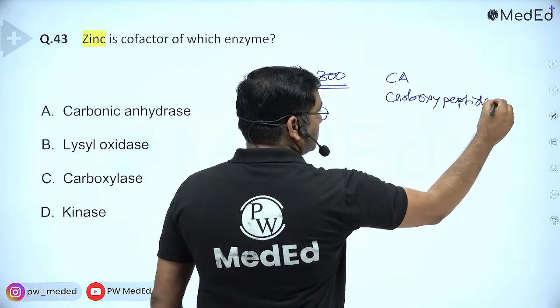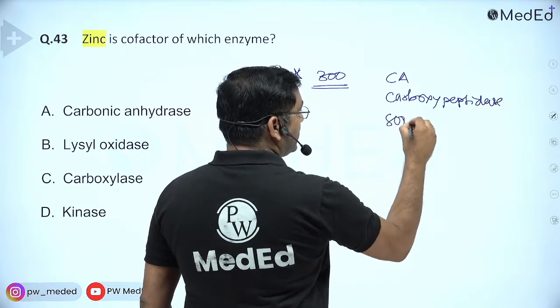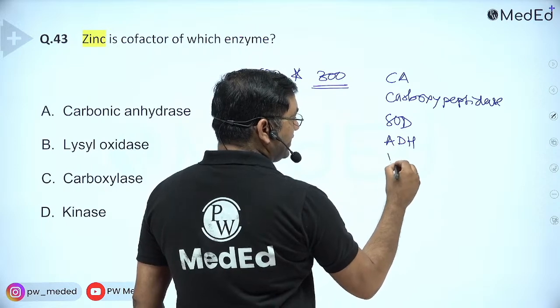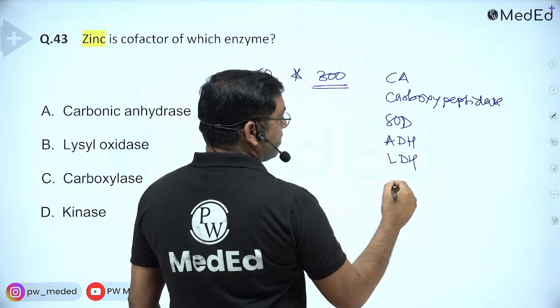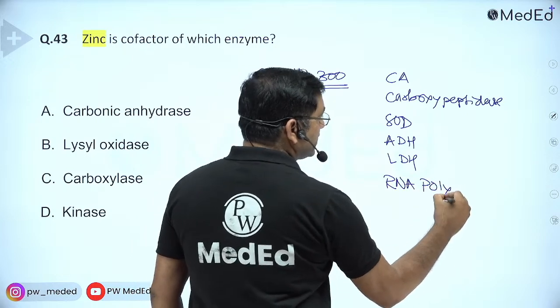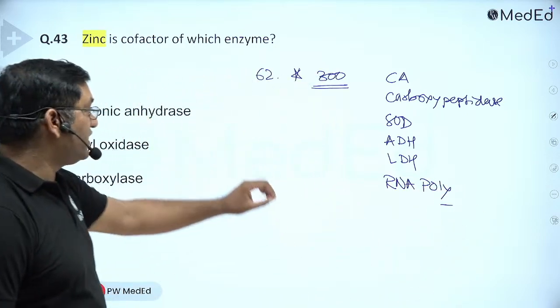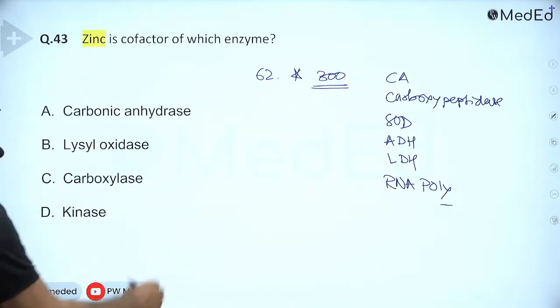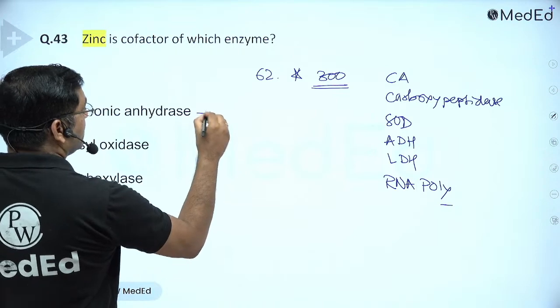Carboxypeptidase, then superoxide dismutase, then alcohol dehydrogenase, then lactate dehydrogenase, and the RNA polymerase, protein synthesis. These are the important enzymes in which zinc is an integral component. So more than 300 enzymes. So carbonic anhydrase, it is zinc.